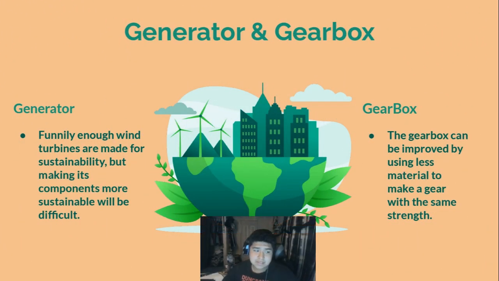Finally, let's talk about sustainability. For the generator and the gearbox, wind turbines are made for sustainability, making its components a lot more difficult for sustainability. Wind turbines are what we use to create green energy, but getting the materials isn't always green. So I believe that a better way to make sustainability for generators is by getting old generators and using them for new ones. For gearboxes, they can be improved by using a lot less material when making the gears themselves, keeping the same size. You can find out the actual ratios that you would need to make the same size gears with less material.